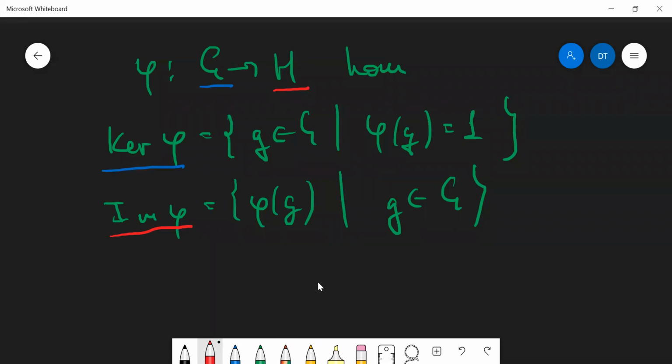Okay, so now I want to formulate several properties of these groups. By the way, I forgot to mention that these are some subsets: the kernel of phi is a subset here, and the image of phi is a subset here. But now I want to prove that these are subgroups and show some other properties of these subgroups. So do you have any questions regarding the definitions?